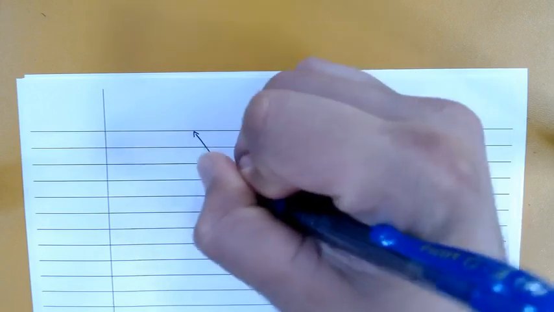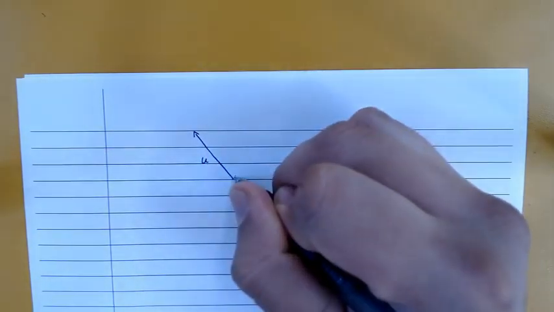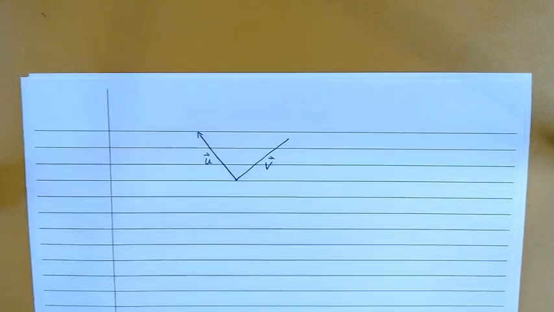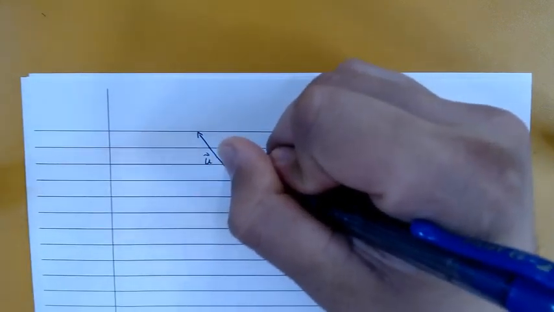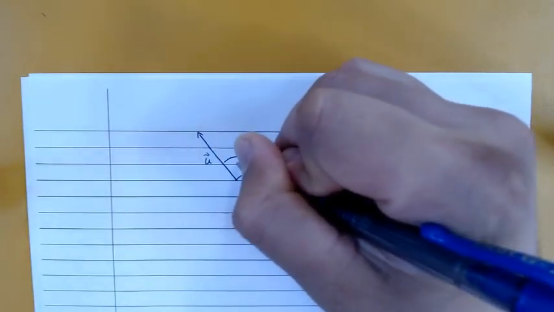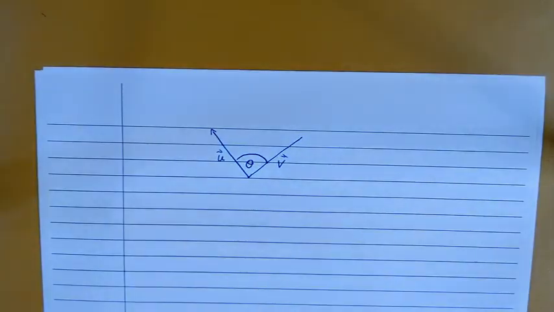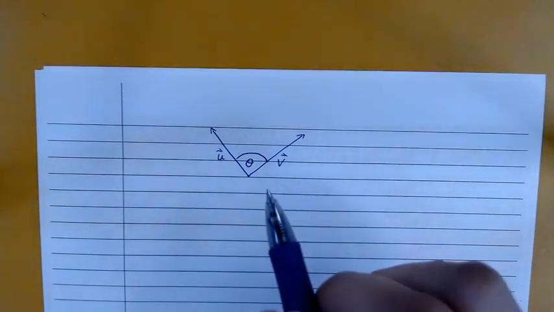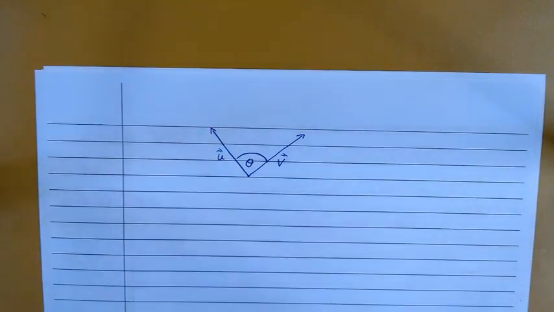So let's say this is the vector u, and let's say this is the vector v. Okay? They have an angle between them. We'll call that angle theta, as is customary. All right. So now let's take the vector v minus u.